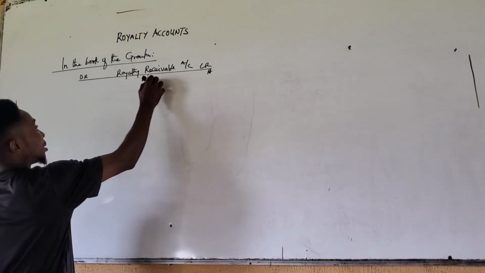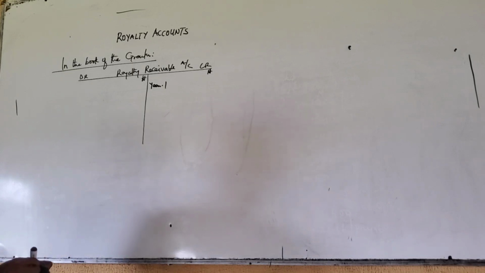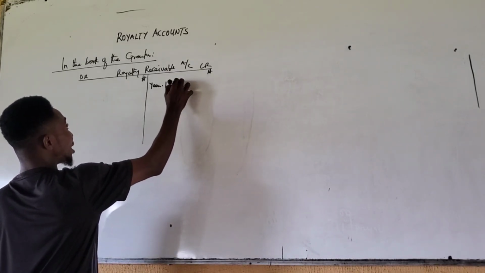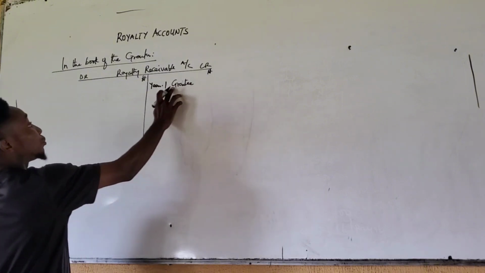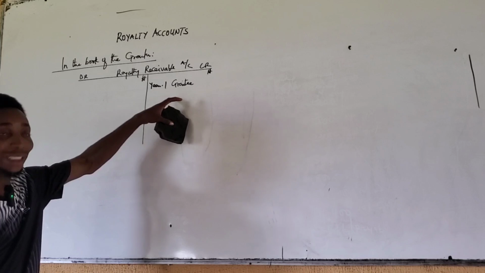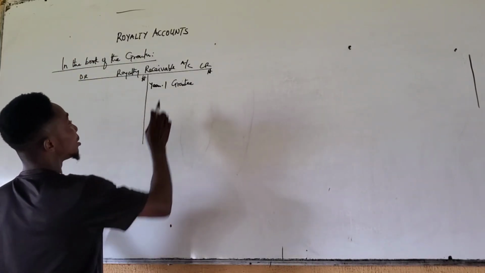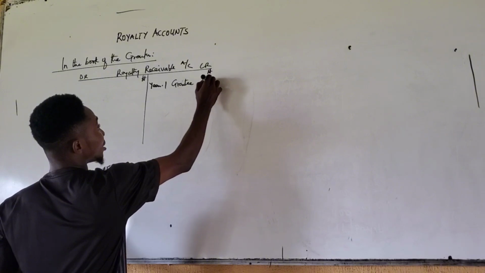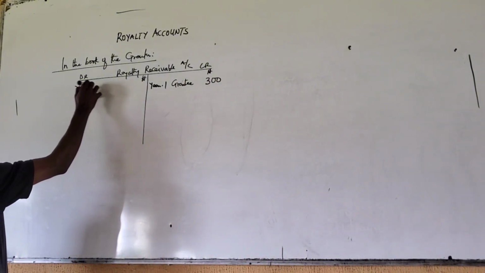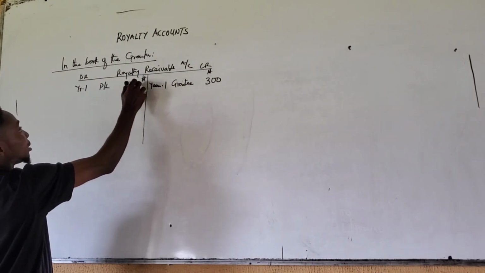So in year one, what is the amount, the actual royalty received from the grantee, which is Sand Limited? You can either put grantee or put the name of the entity there. So how much is the actual royalty? Like I said, you are going to make use of your actual royalty paid by the grantee in year one. 300. Okay, so you balance the account year one to P&L, an income in P&L, 300.